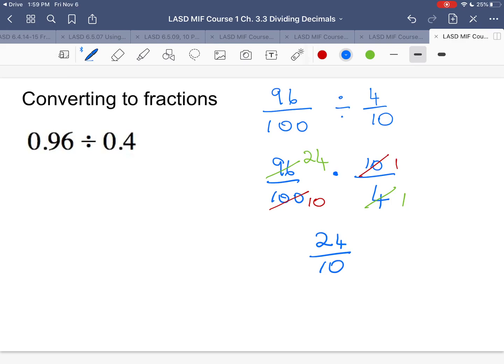And we can convert this back to decimals now. 24 divided by 10 is 2.4. So that's how we could convert to fractions, do our work, and then calculate back to decimals. It's one way of calculating the division of one decimal by another decimal.